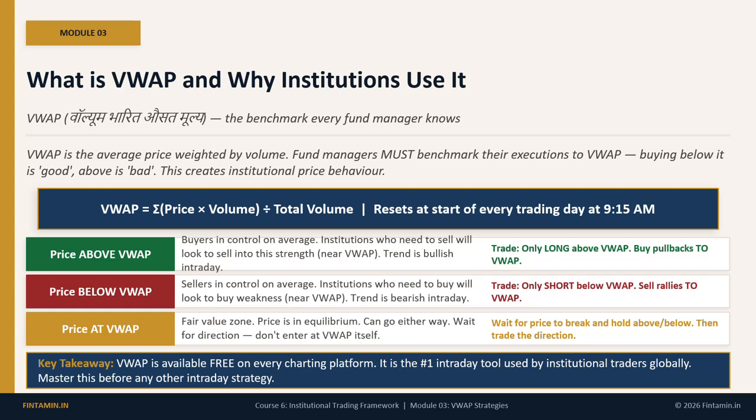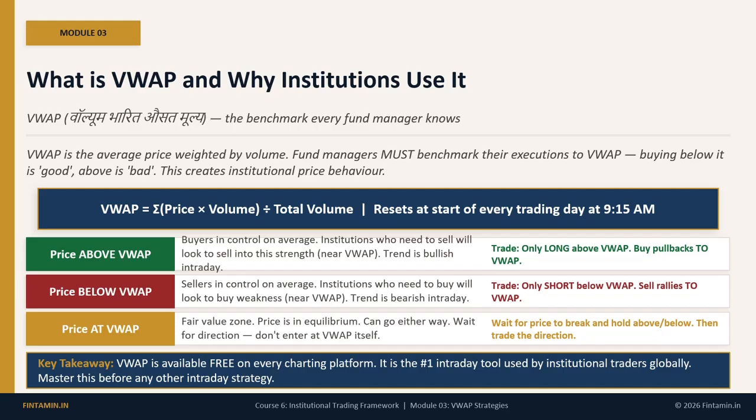Price above VWAP: bulls are in control on average. Institutions looking to buy will wait for pullbacks to VWAP. Only take long trades above VWAP, on pullbacks to VWAP. Price below VWAP: bears in control. Institutions looking to sell will use rallies to VWAP as exit opportunities. Only take short trades below VWAP, short rallies to VWAP.